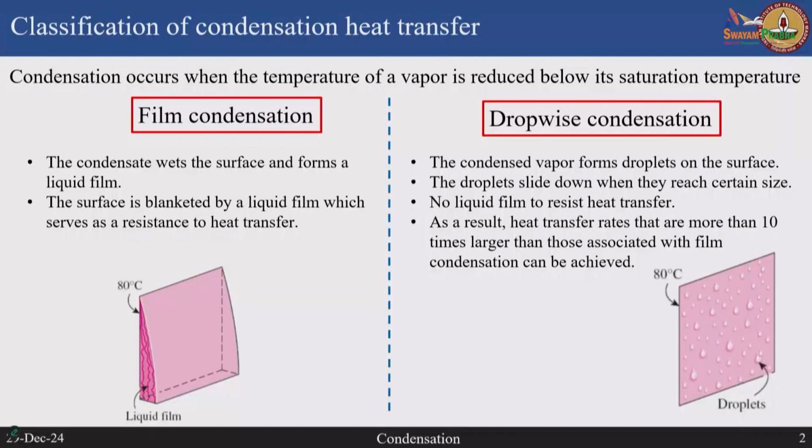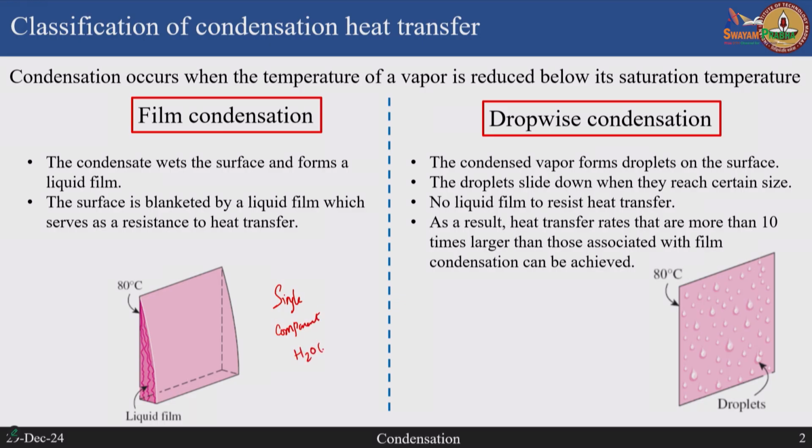So, now we will look at condensation. As I said, condensation happens when locally the surface temperature is below the saturation temperature of the vapor, assuming that this is a pure vapor environment. That means there is only a single component, which is water vapor, right.